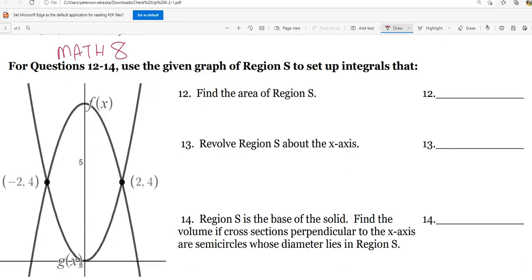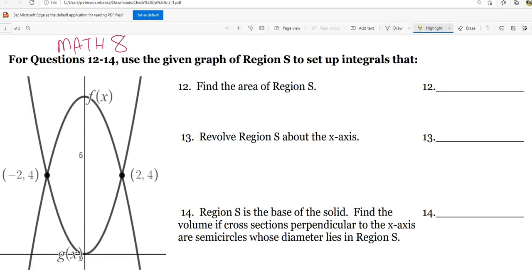All right, I'm going to do 12, 13, and 14 kind of all together. So we have this region S. So here's my region. And we're just setting up integrals, okay?